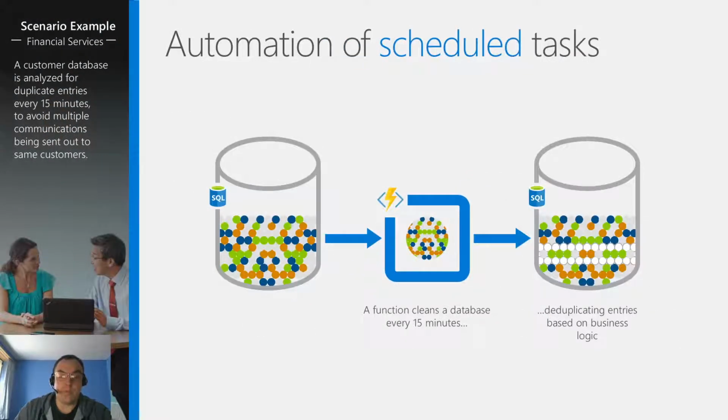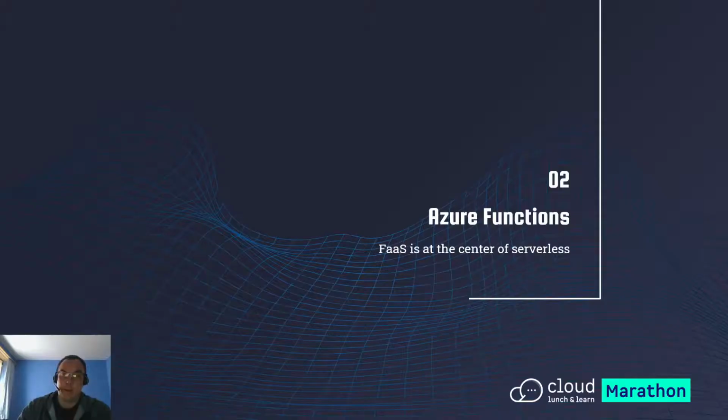And then the last one is automation of scheduled tasks. Imagine you need to do a certain task every 5, 10, 15 minutes, whatever. You could schedule a function to be time-based and just get triggered every so many days or months or even minutes or whatever, to do a certain job, and in this case, for example, deduplicate or clean up a database.